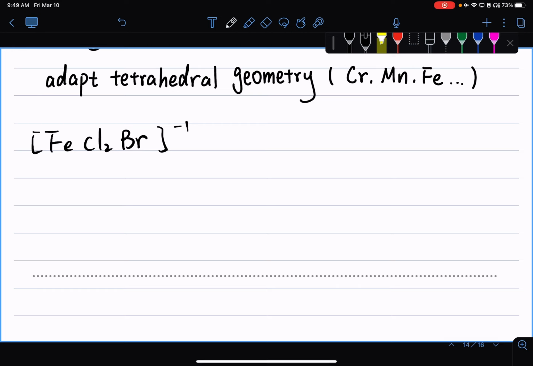So how do we draw it? So if it's a tetrahedral, we put the center iron in the middle, and then you have chloride and bromide coming wedged out and dashed in, and my entire molecule might have a -1 charge. So when sketching these tetrahedral geometry, this one is actually symmetric. It doesn't matter where I put my chloride and bromide. There's only one conformation here.